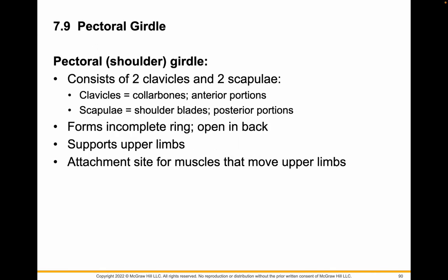So the pectoral girdle, your shoulder, is your clavicles and your scapula. Scapula sounds like a scalpel, which is a blade that you can dissect with. So a shoulder blade, scapula, might help you remember. And then this forms an incomplete ring open in the back, and that supports your upper arms.